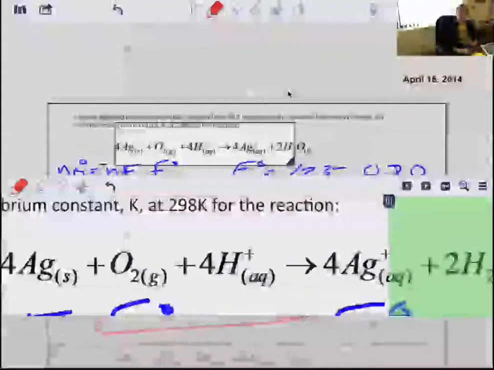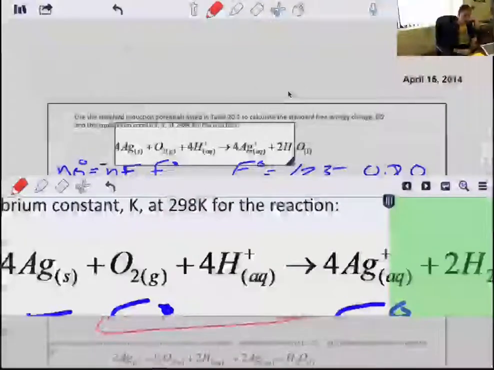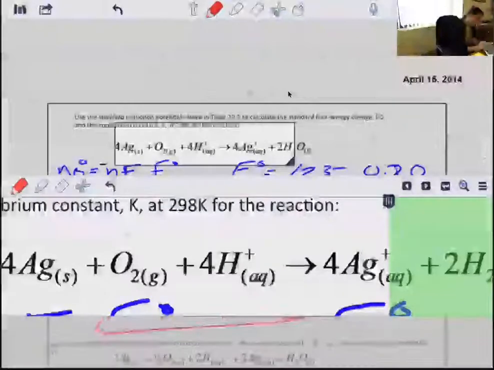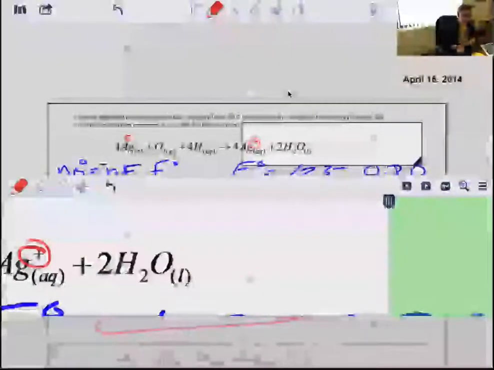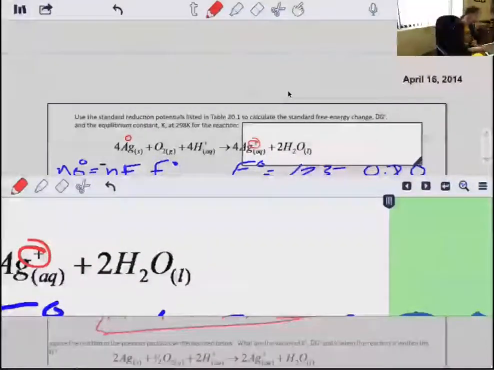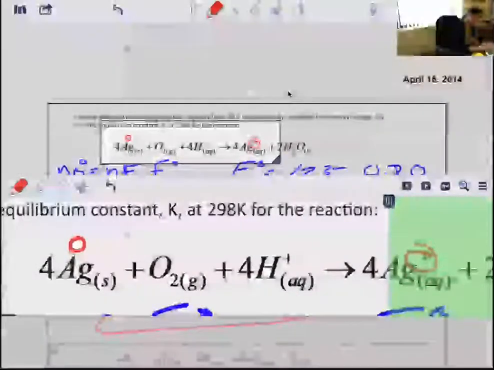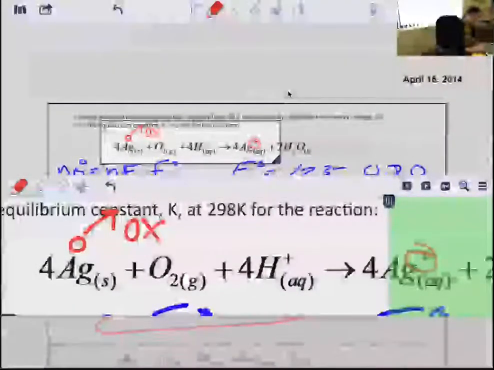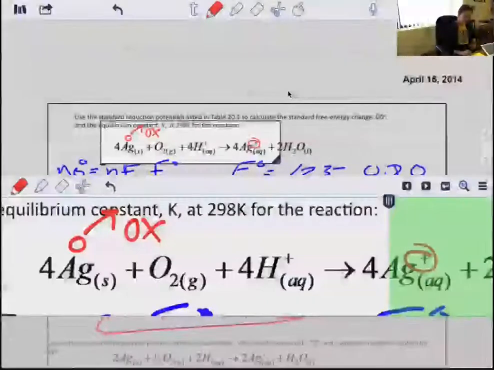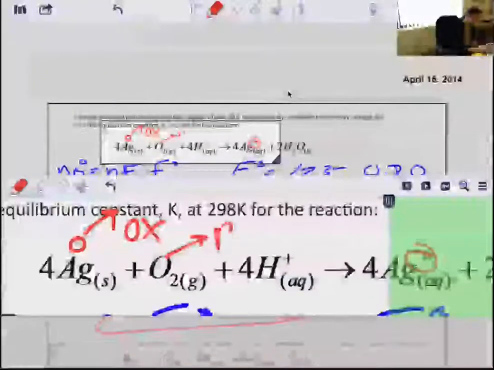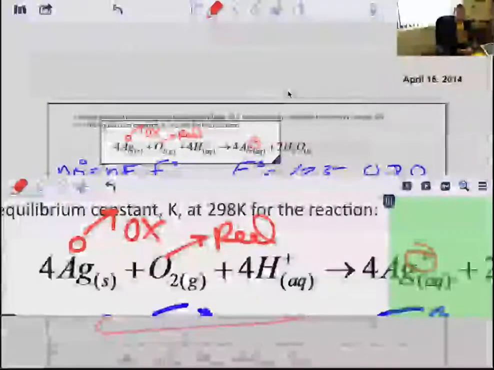So which one's oxidized, which one's reduced? Well, my Ag goes from being 0 to being a plus. If it goes from 0 to a plus, that means my Ag is the one that is oxidized. So I have to figure out which one is reduced. My O2 should be the one that is reduced because it goes from a 0 charge as O2 to a negative 2 charge when it's over here with water. So Ag is the one that's oxidized and O is the one that's reduced.